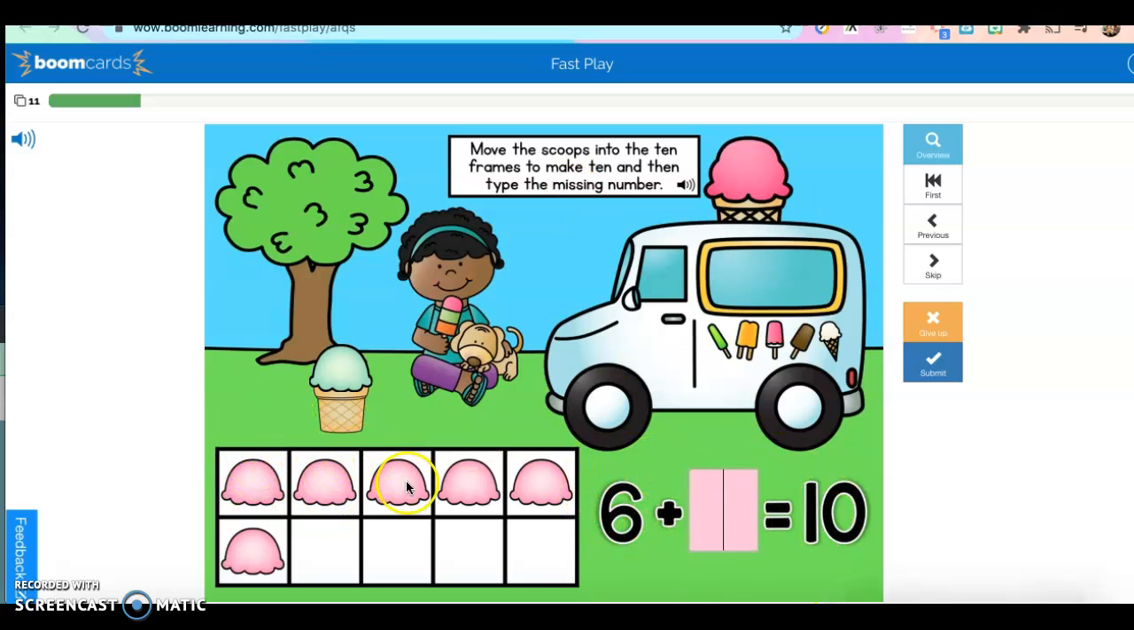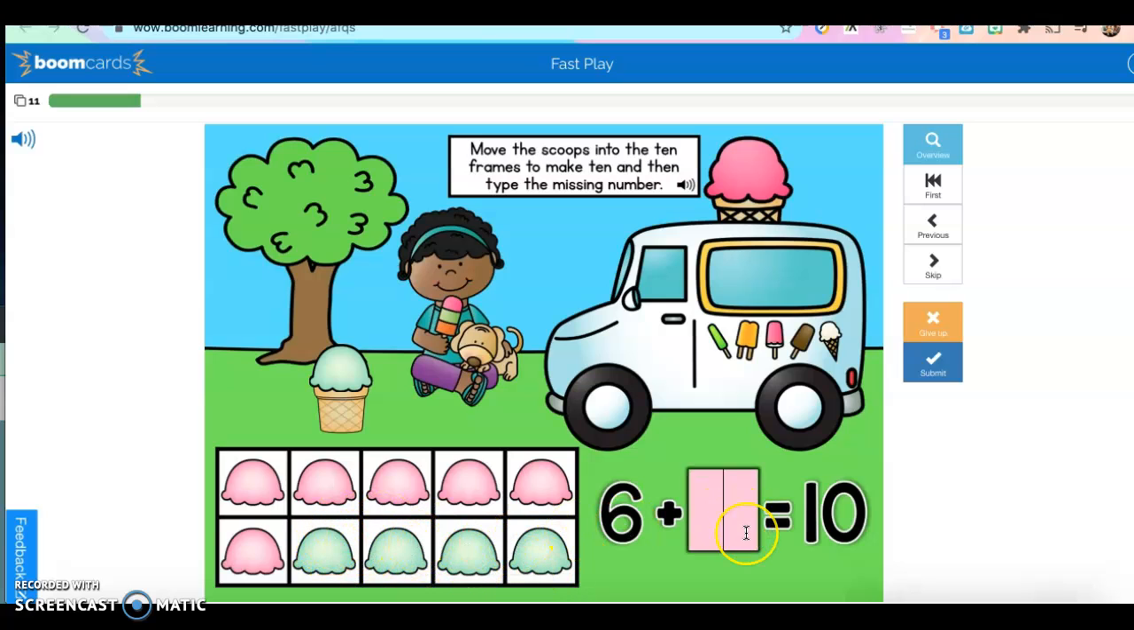So how many pink scoops do we have here? 1, 2, 3, 4, 5, 6. And it also tells us right here, right? So we've got to grab the blue scoops and drag them to fill how many more we need to make 10. So let's count as we drag. 1, 2, 3, 4. So how many more ice creams did we need to make 10?